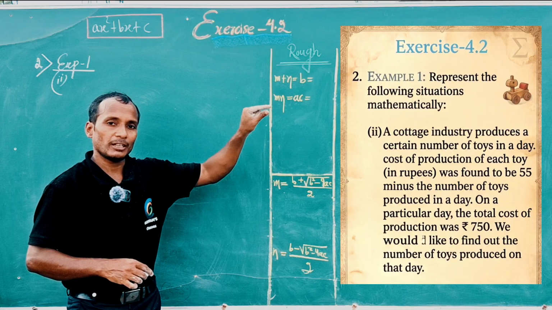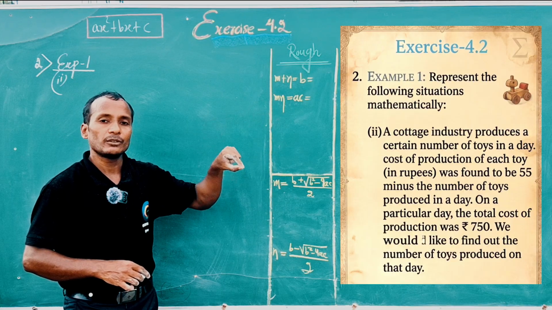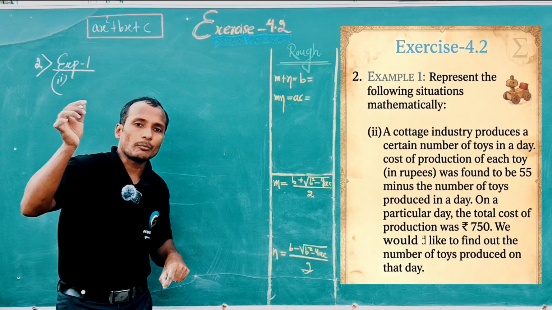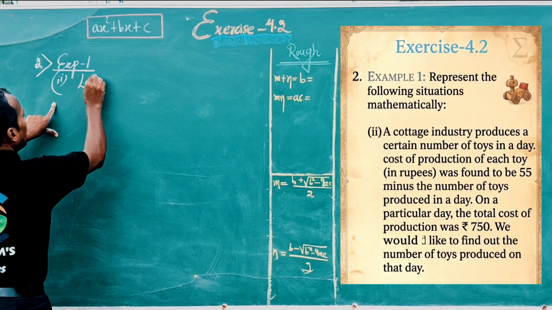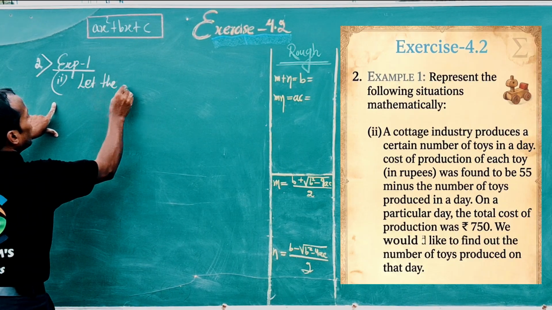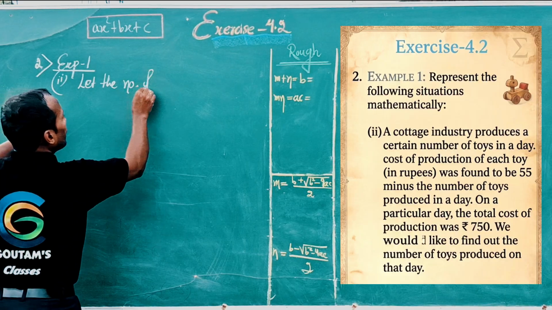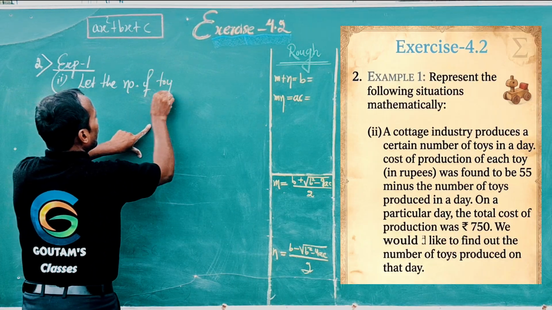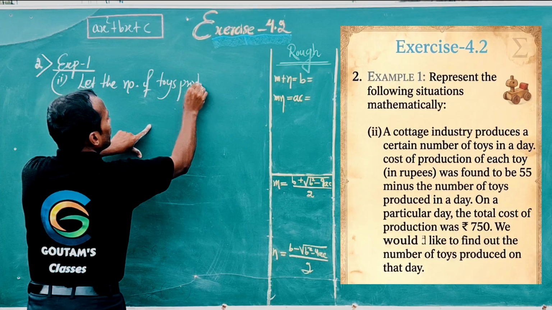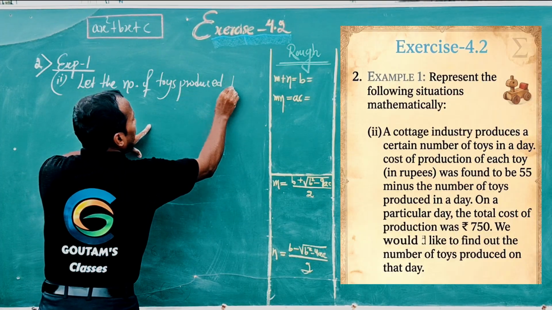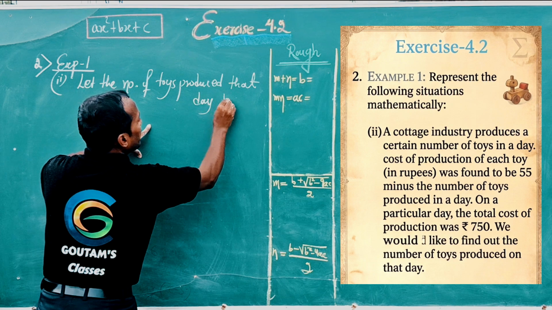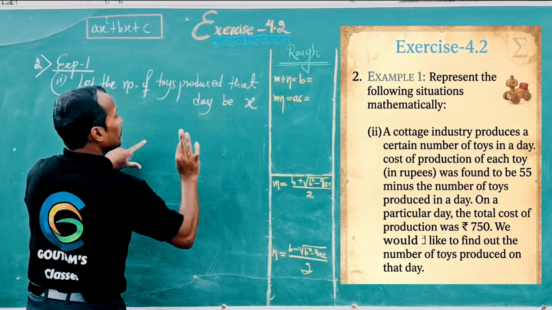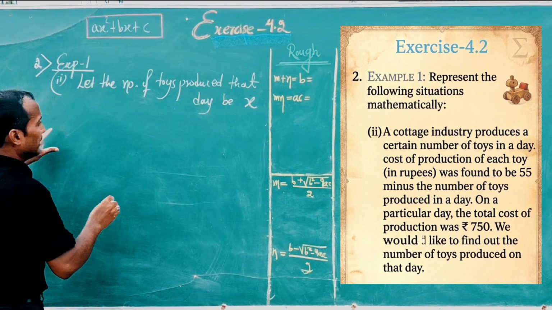So cost of production of each toy depends on the number of toys produced on that day. So we will take the number of toys produced as X. Let the number of toys produced that particular day be X. X number of toys were produced on that day.